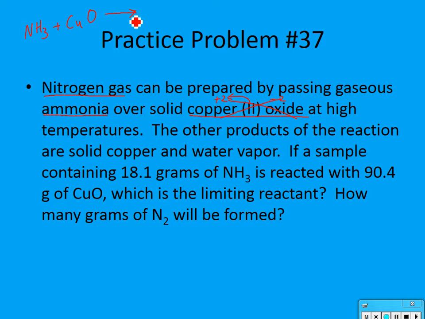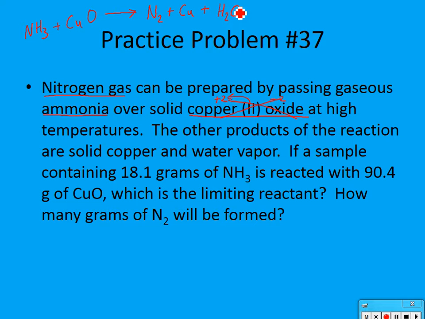We're reacting those two reactants. What are the products going to be, guys? Nitrogen. The other products of the reaction are solid copper, so just Cu. Is it diatomic? Nope. So I just keep it as Cu. And water vapor. What's water vapor? H2O. Good job. Now let's balance it.